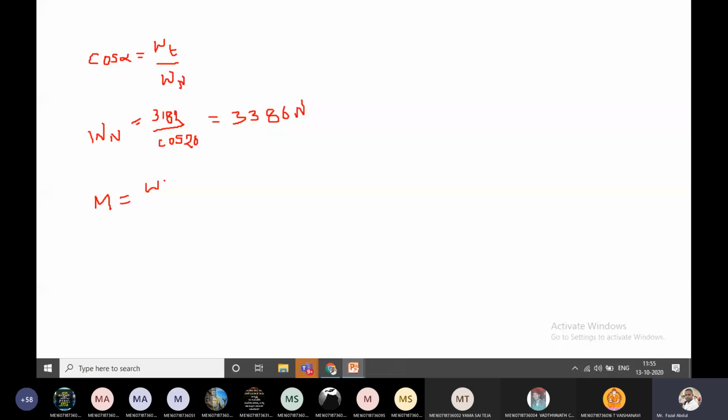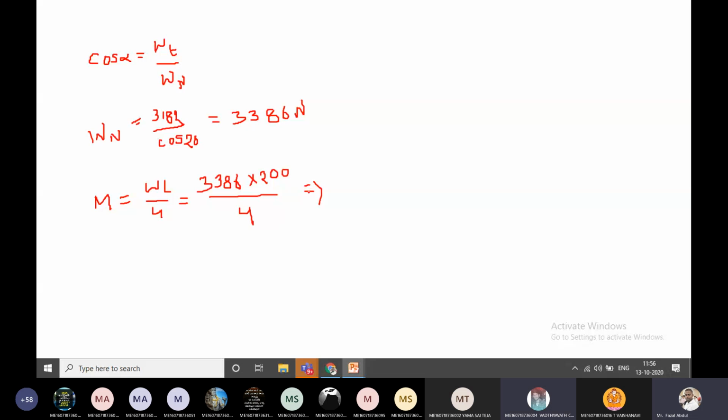Bending moment is WL by 4. W value just now you calculated as 3386. L value, how much in the question? Total length of the shaft 200. 100 on one side, 100 on the other side, so total length is 200 mm, as given in the diagram, divided by 4. So what is the bending moment here? Tell me the bending moment value.